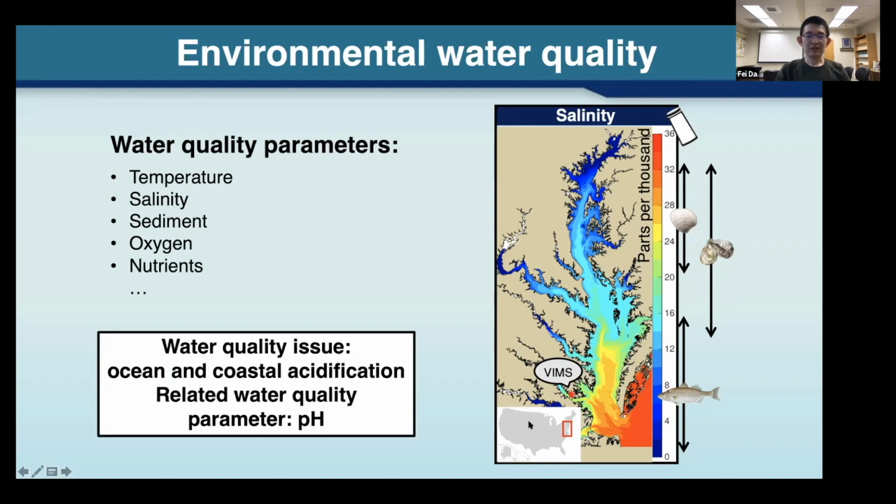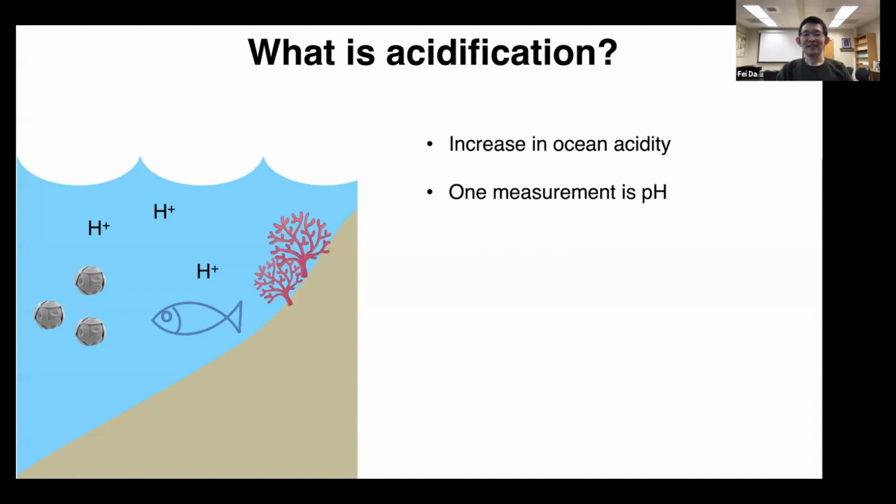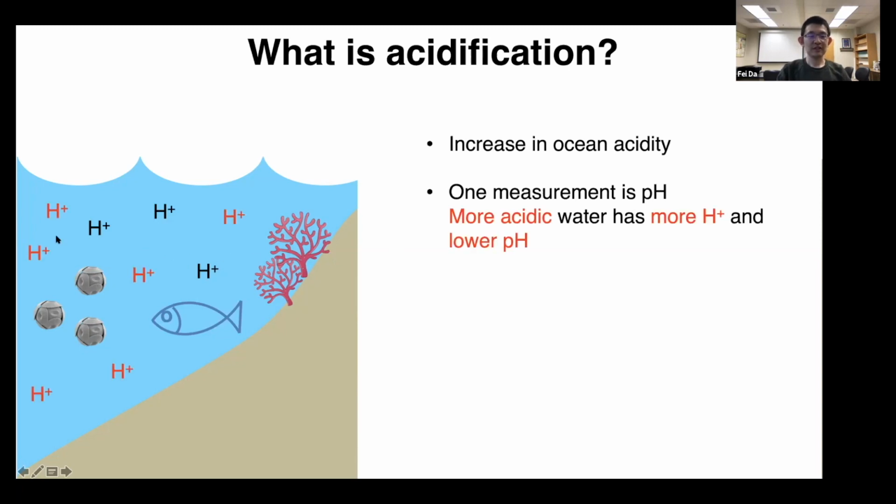And today I will be talking about another water quality issue, that's acidification in ocean and coastal water. The parameter related to this topic is pH. So what is acidification? I think to me, the most straightforward definition is the increase in ocean acidity. One measurement of ocean acidity is the parameter pH, which is related to hydrogen ion concentration in the water, H+. When the water becomes more acidic, that means we have more hydrogen ions in the water, and this makes the water pH become lower. So more acidic water has lower pH, and the decrease in pH, we call that acidification.